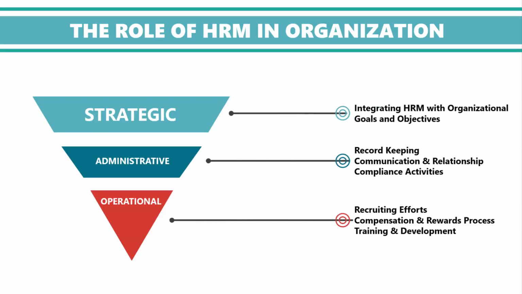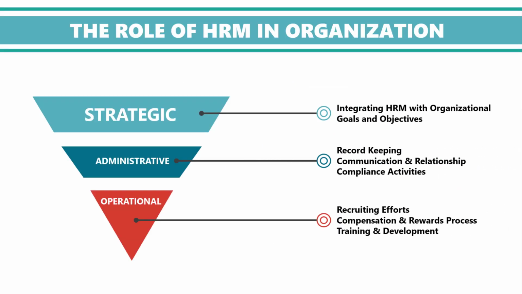The role of human resource management in organizations has evolved over the years. A formal HRM department in an organization has 3 different roles to play. The strategic role integrates HR strategies with organizational goals and objectives. The administrative role provides record keeping, communication and relationship with employees, and compliance with higher management. And the operational role manages recruiting process, employee compensation and reward process, and their training and development.